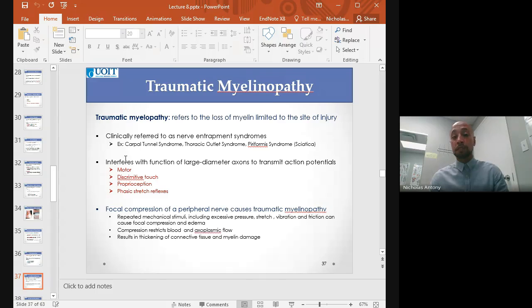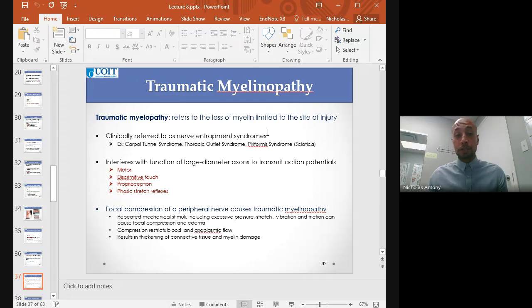Now, typically, what we see in terms of traumatic myelinopathies are nerve entrapment symptoms in our body, like sciatica, carpal tunnel syndrome, thoracic outlet syndrome, piriformis syndrome. Have you guys all heard of these? They're fairly common clinical terms, but these are all mononeuropathies with a grading system of traumatic myelinopathy. They're a result of repeated trauma causing a breakdown of blood flow and therefore a reduction in the myelin at a particular part of that peripheral nerve.